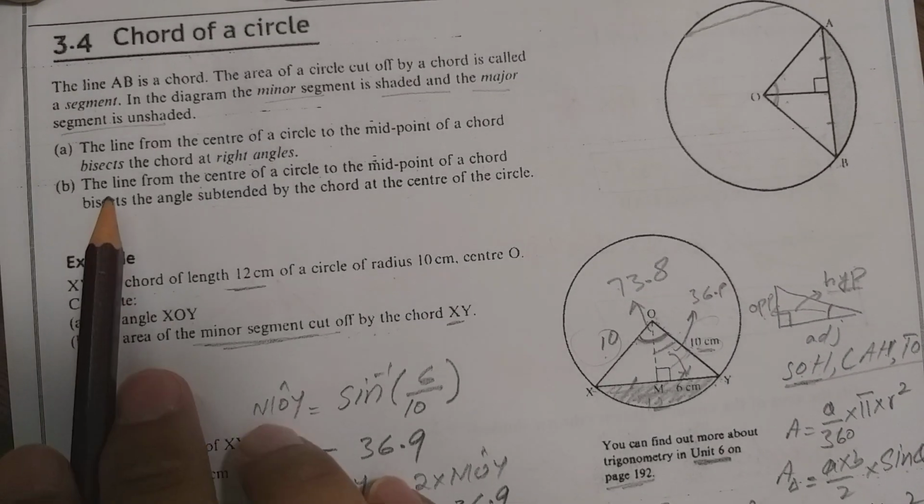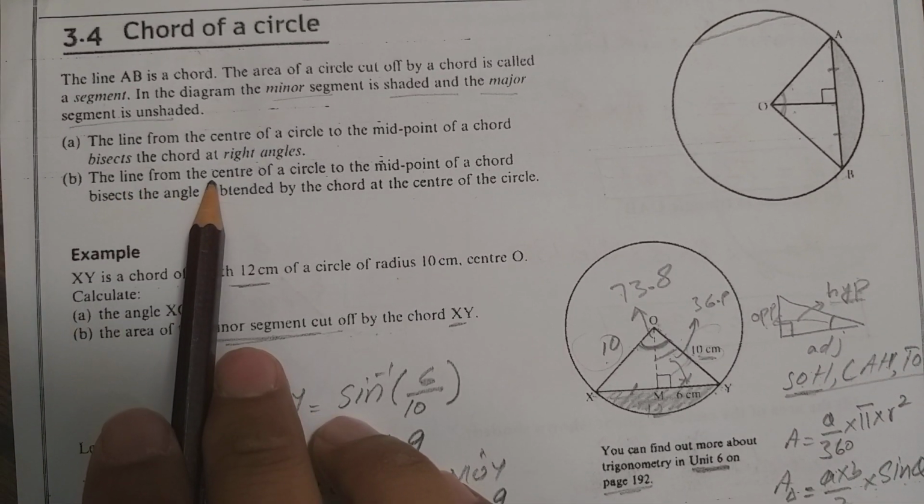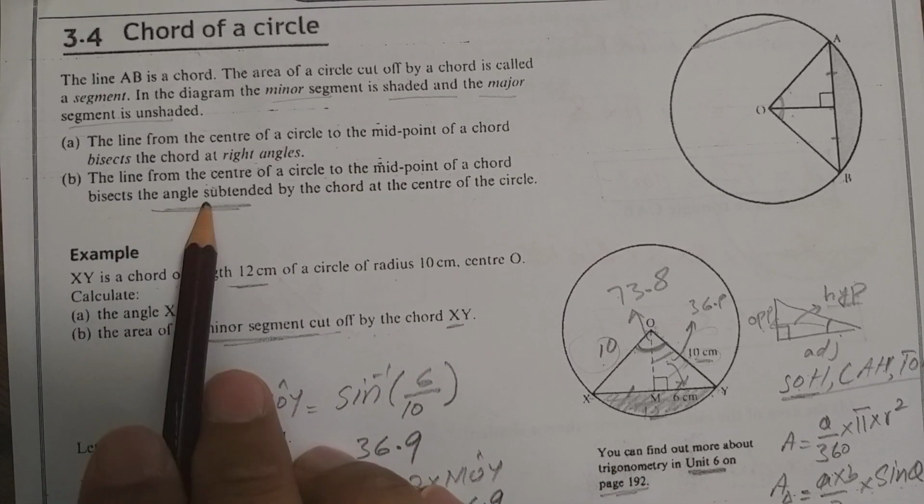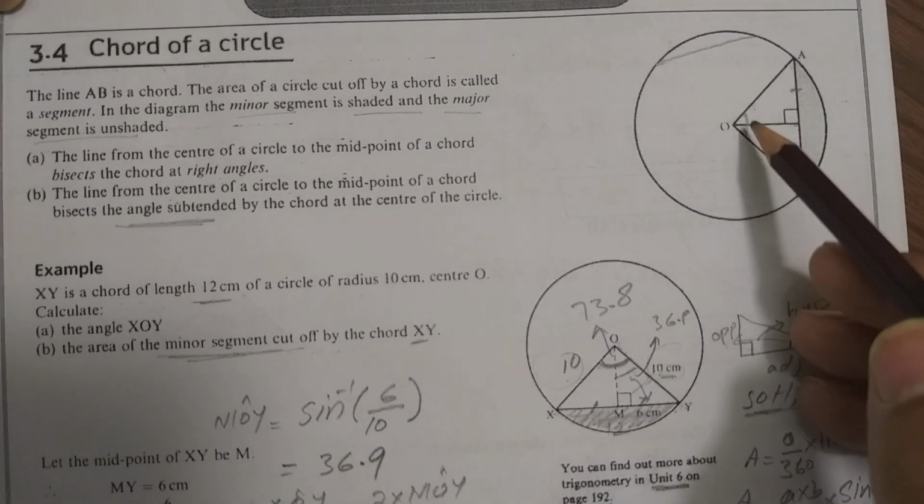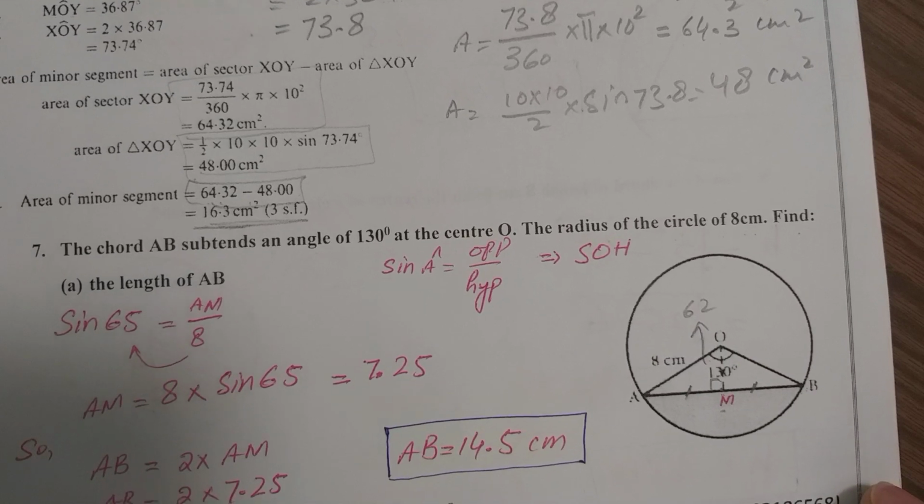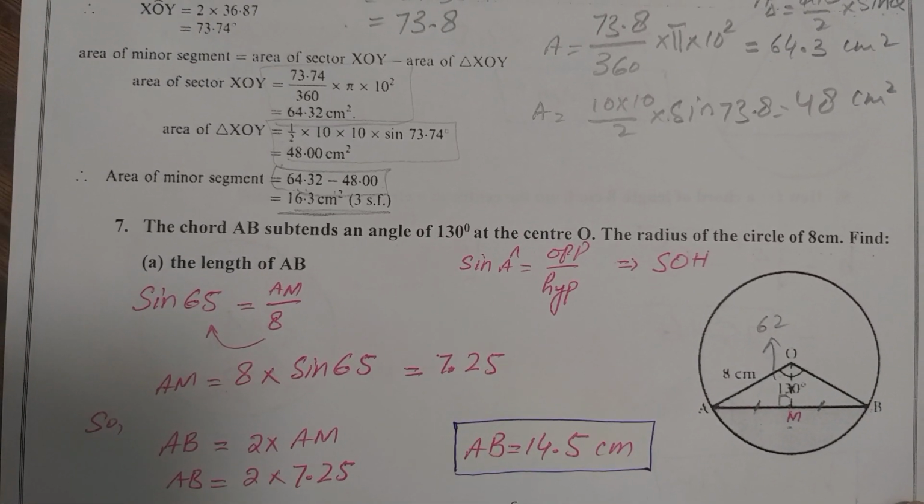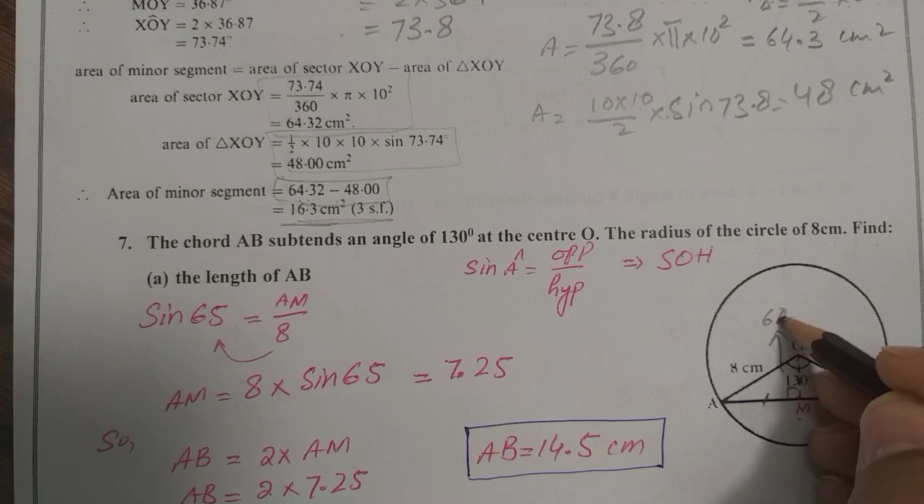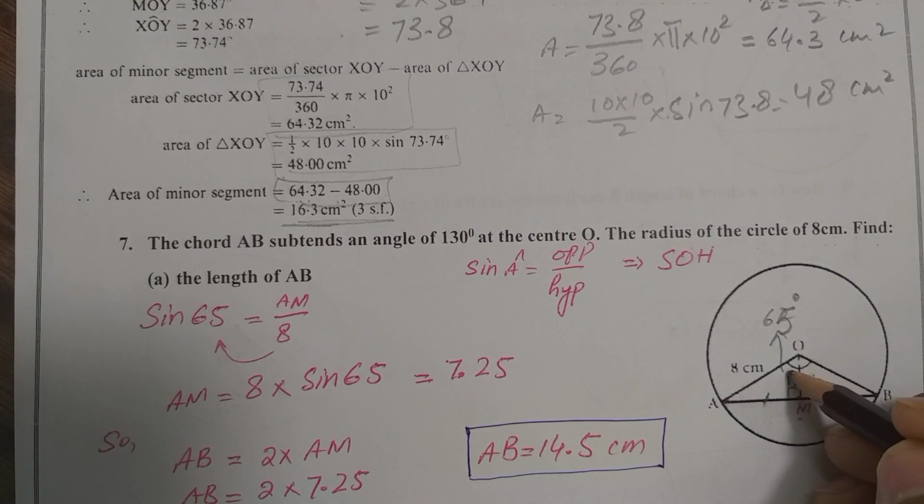If you remember at the beginning, the second part, the line from the center of the circle to the midpoint of the chord bisects the angle which is subtended at the center. So it means whatever the angle given here, it becomes half of the angle. If you look here, this is 130, so when you halve it, it becomes 65 degrees. So this is 65 degrees.